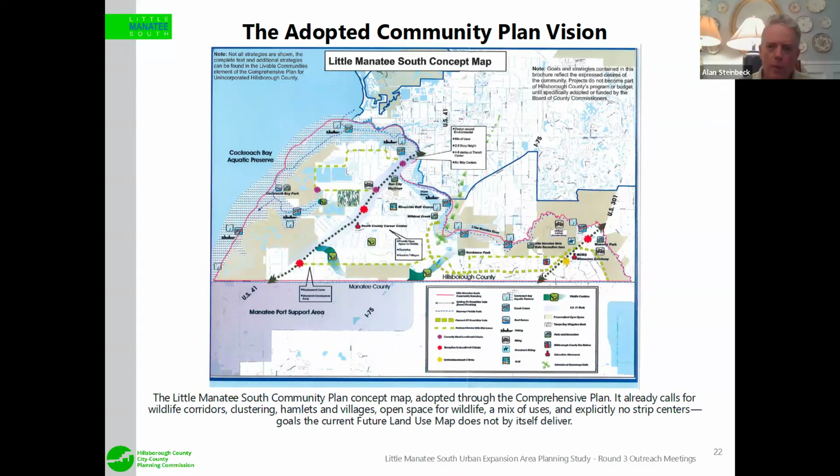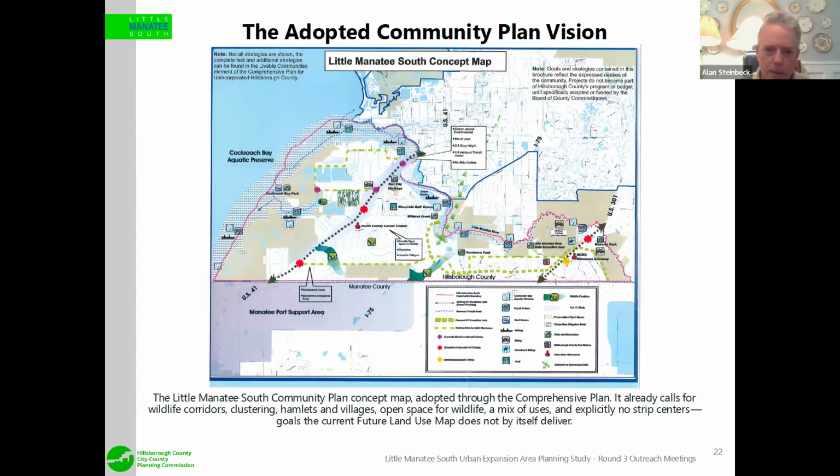Thanks, Stephen. I wanted to make a quick point about this map and this plan too that Stephen didn't mention. While there are a lot of similarities between what was inherently adopted in here and what we're talking about today, one of the details that I thought was important was this clustering of development, hamlets and villages, and you see the words "no strip centers" on the bottom. So clearly the residents at the time who participated, and the staff that supported them, were looking for a vision that was a little different than your typical suburban style development and even rural development in the county, hoping for something a little more thoughtful to happen down there.